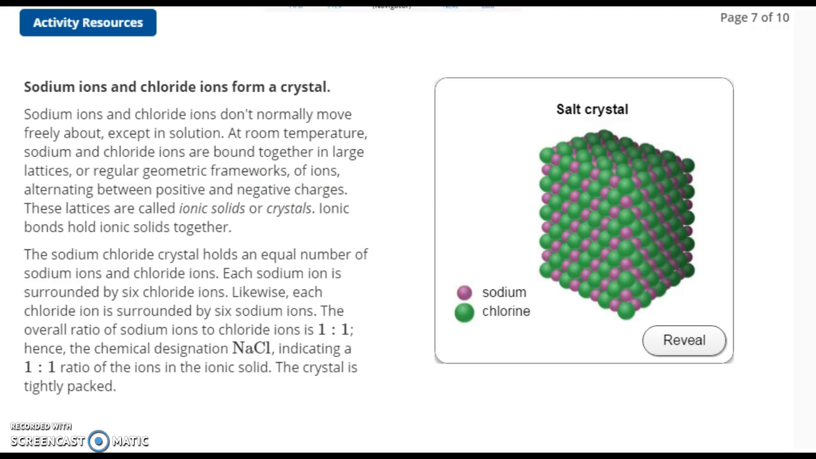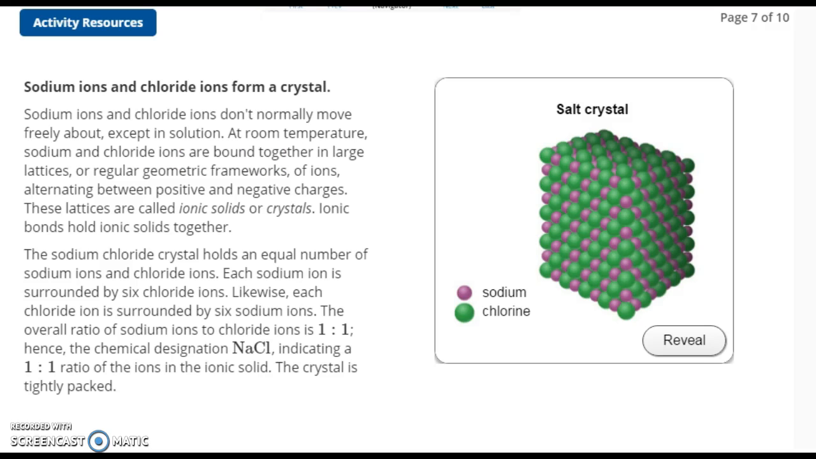Sodium ions, and it's not just like they're attracted this way to each other, but this one wants to be next to a different negative. Okay, so if you notice, it's every other one all the way around and in 3 dimensions. Sodium ions and chloride ions don't normally move freely about except in solution. So if you put them in water, then they'll move around.